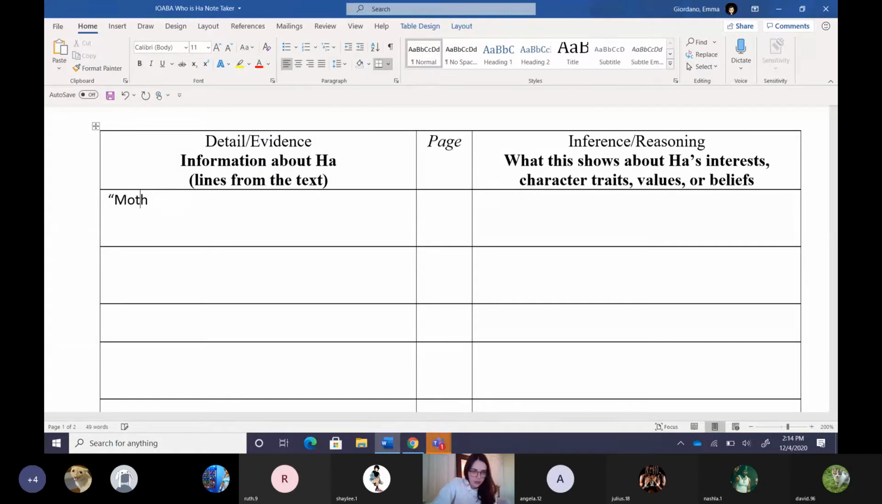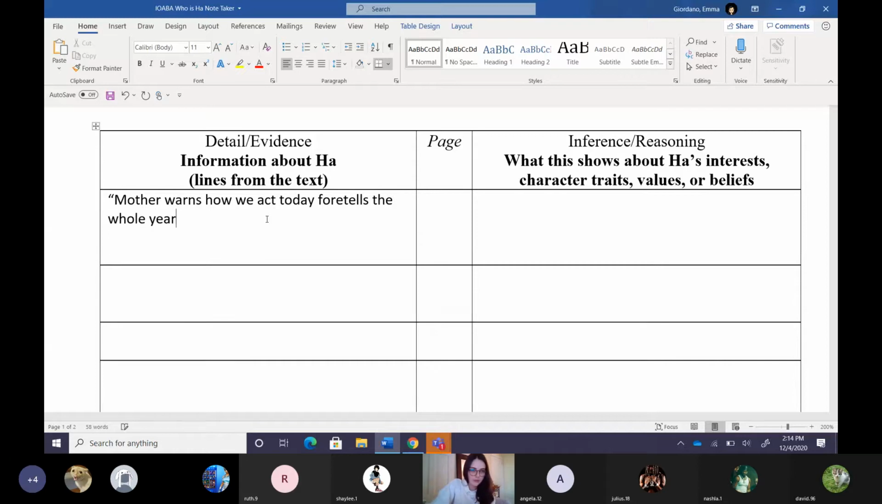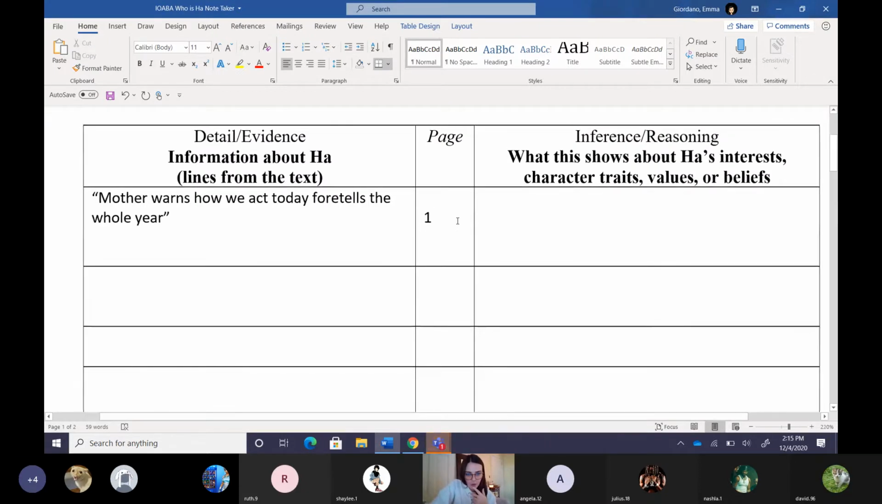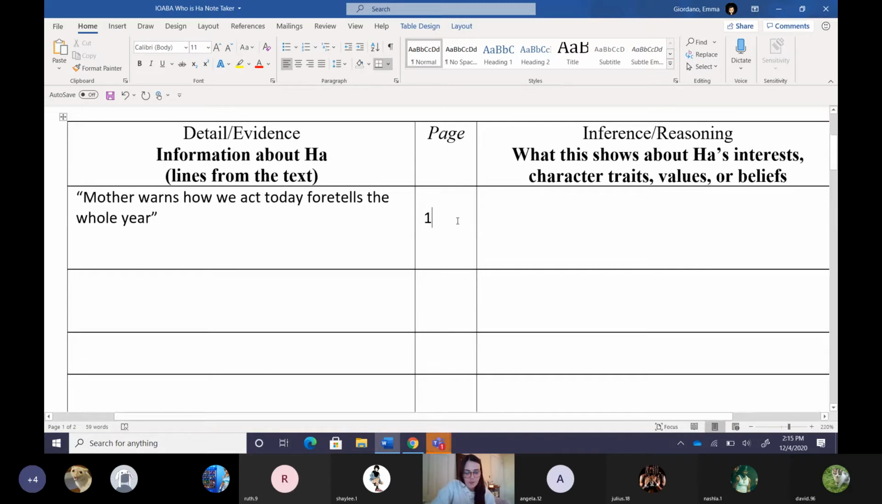So you're copying this on the left side: How we act today foretells the whole year. And this is page 1. I'll let you know the page numbers because if you're on the PDF, it doesn't give you them. So mother warns, how we act today foretells the whole year. That goes under evidence. And then what we were saying before is the mother is a traditional woman who relies a lot on her what?